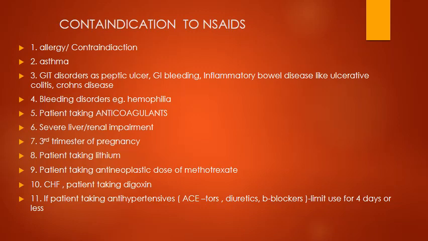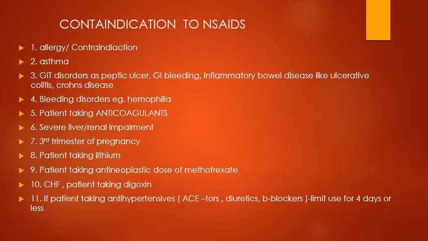So whenever you have a patient with a hypertension history who is taking antihypertensive drugs, and those drugs belong to only these three categories, then you limit the use to 4 days or less. Then it is not a contraindication, but it is not the first choice. Still, you can prescribe NSAID for 4 days or less.